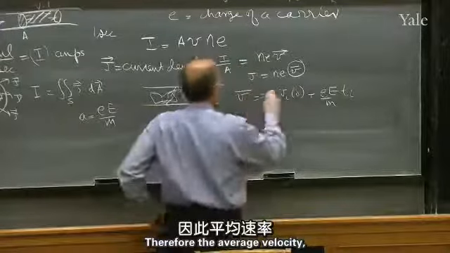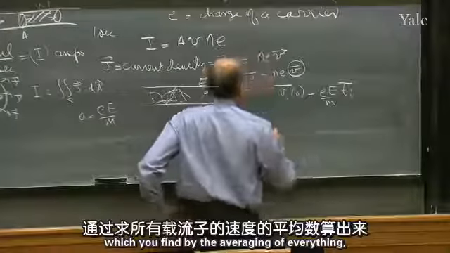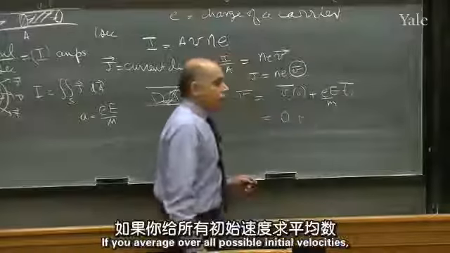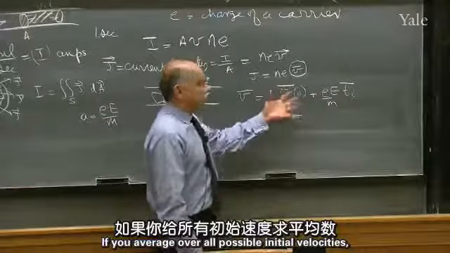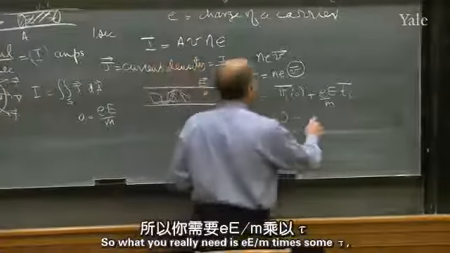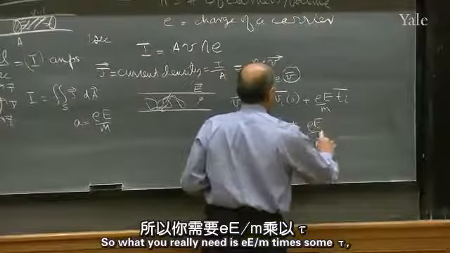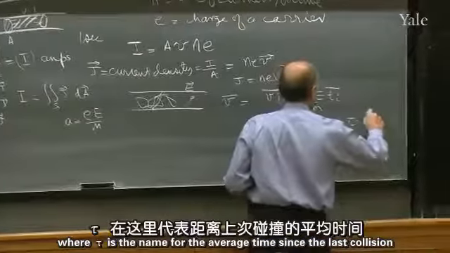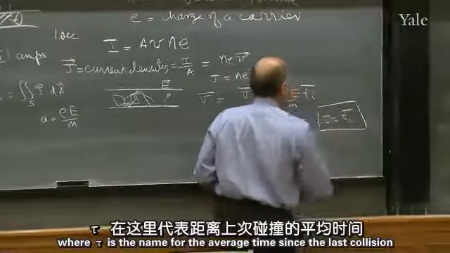Therefore, the average velocity, which you find by averaging everything, has the following property. The first one will give you 0. If you average over all possible initial velocities, they'll be 0 because they're pointing in random directions. So what you really need is eE over m times some tau, where tau is the name for the average time since the last collision.